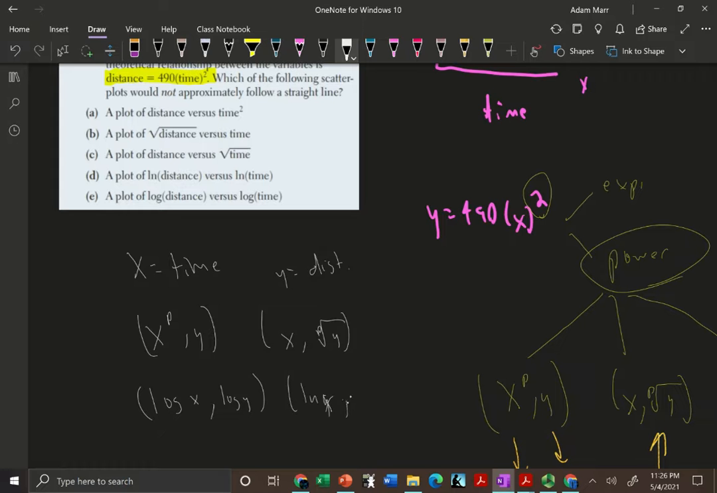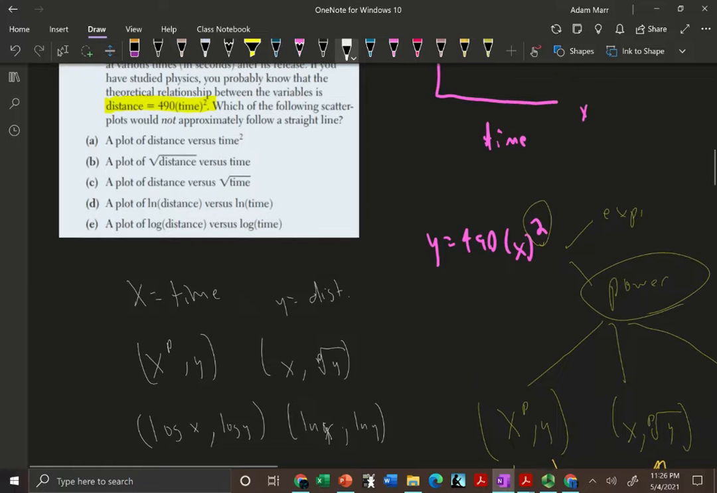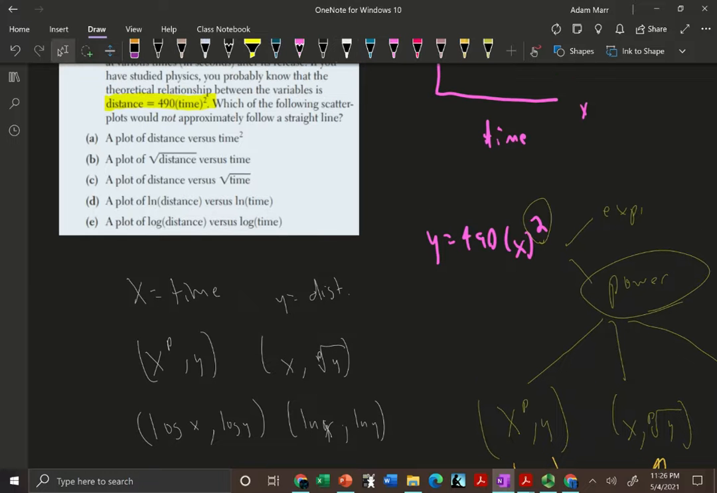ln of x, sorry, and ln of y. Okay, so let's see what we have here. Plot of distance versus time squared. So time is x, that works, right? X squared distance. So this is okay.